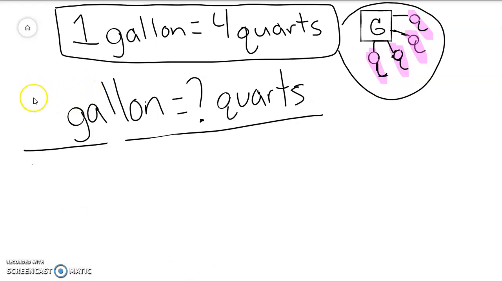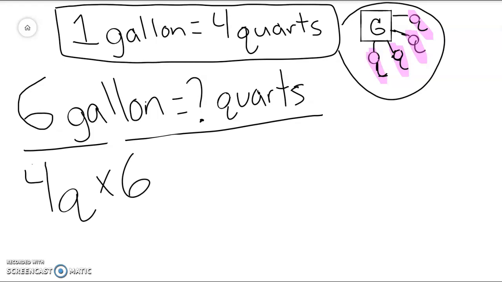Okay, so let's change this 3 into 6. So 6 gallons equals how many quarts? So we know that in each gallon there's 4 quarts. So we need to multiply that by 6, which gives us 24 quarts. So now we know that there's 24 quarts inside of 6 gallons. Let's try a different approach.